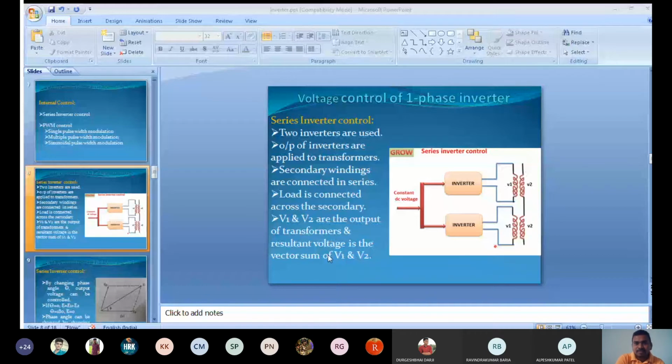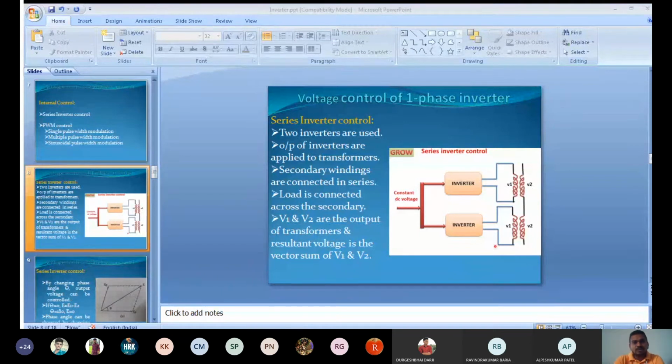Now how can we change the width of the pulse? By changing the value of the reference signal. If we increase the magnitude of the reference signal, the width of the pulse increases. If we decrease the reference signal value, the reference signal comes downward, so the pulse is generated only in this portion and the width of the pulse reduces. So the width of the pulse is changed by changing the magnitude of the reference signal.